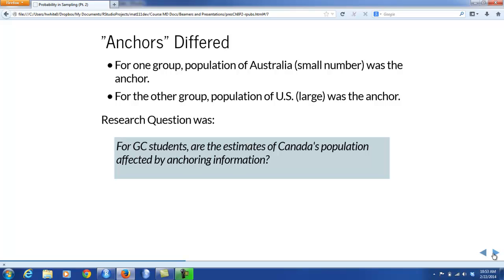And the research question that we had in mind when we gave the survey was, for Georgetown College students at large in the population, are estimates of Canada's population going to be affected by the anchoring information that you have in hand when you're asked that question about Canada?